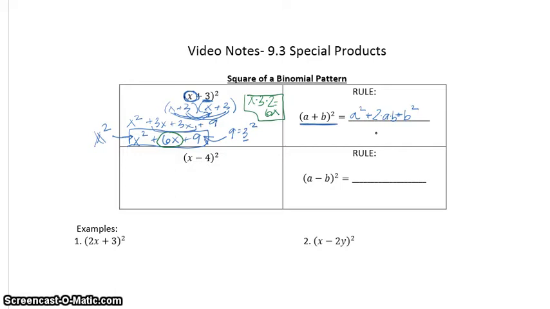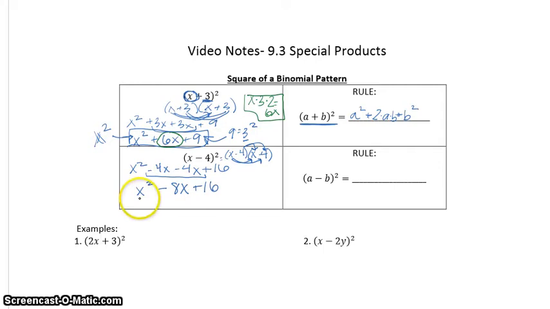We have the polynomial x minus 4 squared. So again, this is equal to x minus 4 times x minus 4. X times x gives us x squared. X times minus 4 gives us minus 4x. Minus 4 times x gives us minus 4x. And minus 4 times minus 4 gives us plus 16. We can combine our like terms, and we get x squared minus 8x plus 16.